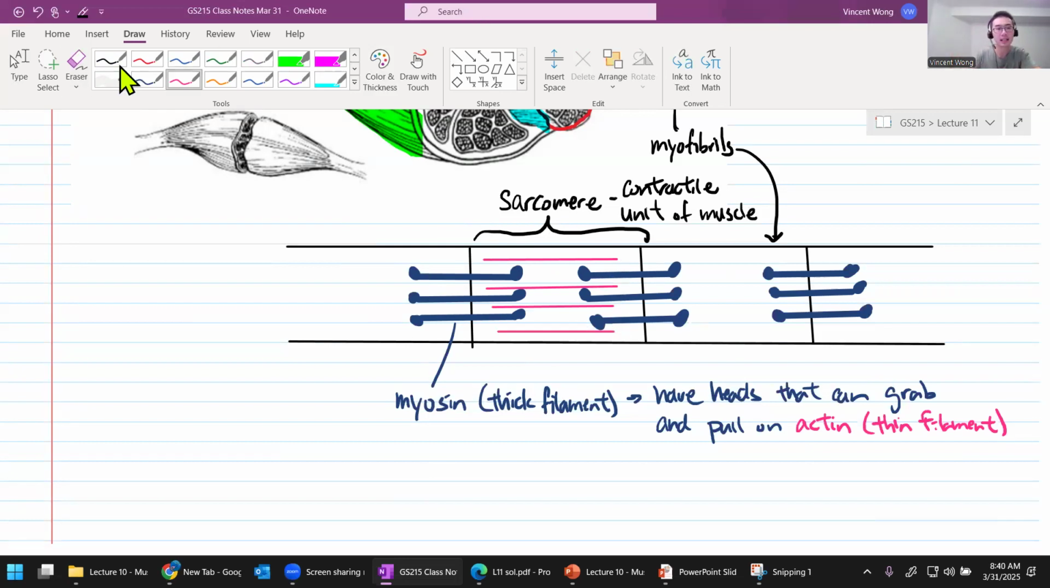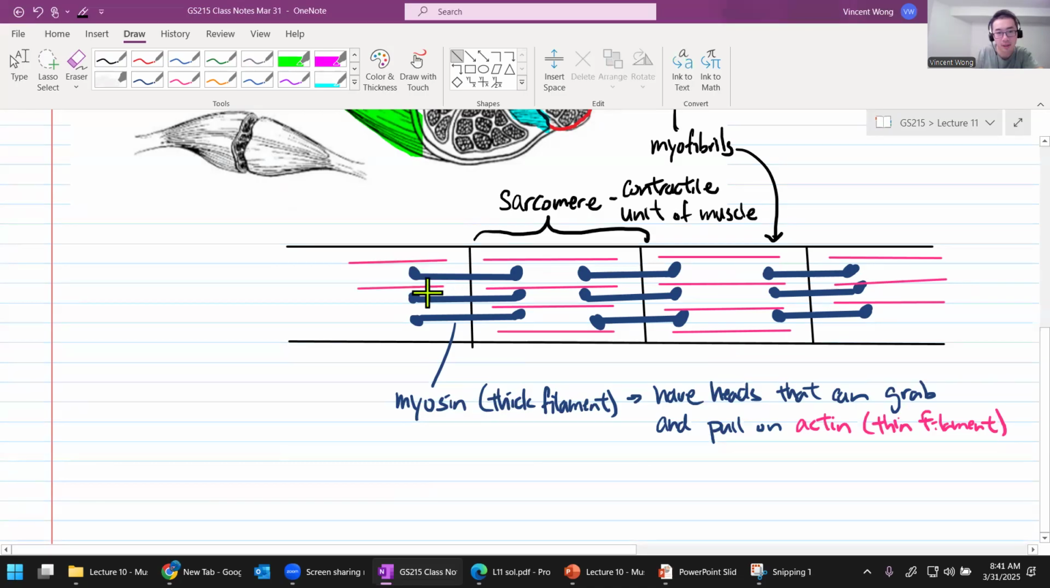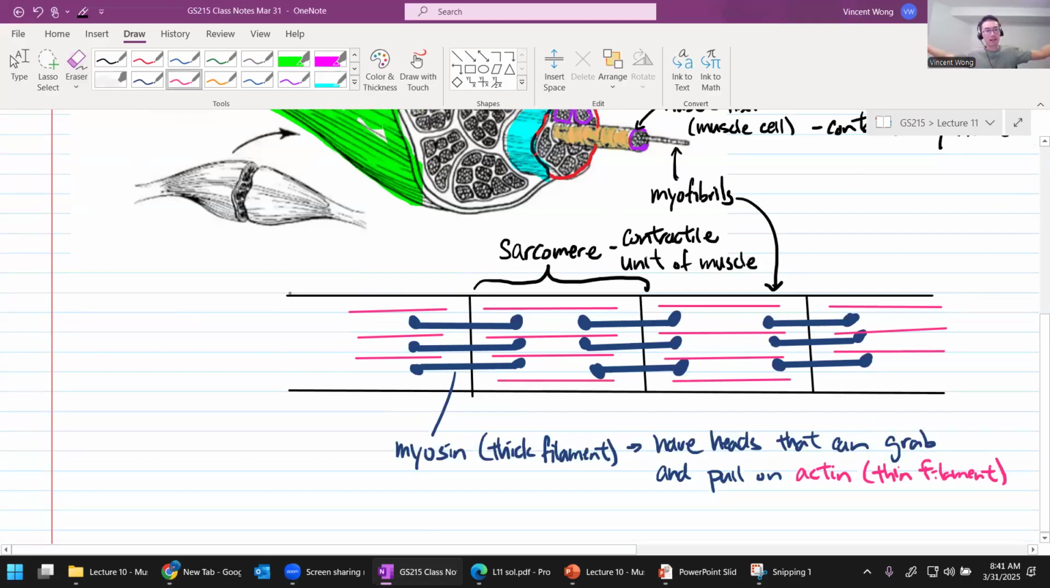sandwiched between the myosin. I'm going to draw more actin right here. We're going to have more actin here, again sandwiched over here. And this whole thing just kind of repeats for the entire length of the myofibrils. Then you can draw more, right? It doesn't end. As long as the muscle cell is, the myofibril is going to be that long. So these are the actin. That's the basic organization of the myofibril.